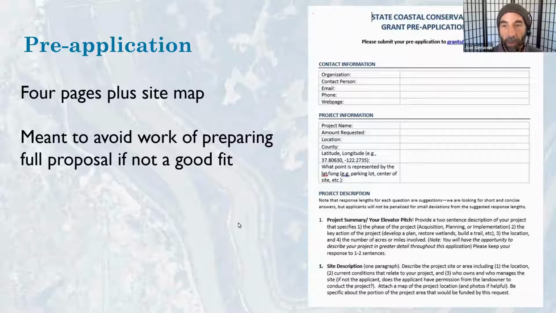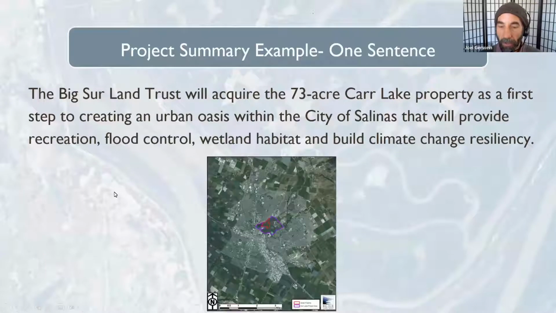So I'm going to start by talking about the project summary. That's our first question here, your elevator pitch. And my top tip for you for that is that you want to be specific about what you're going to do, really be specific about your project. So here is an example of a one-sentence project summary elevator pitch that does a good job of answering who, what, where, and why. And I want to thank the Big Sur Land Trust for letting us use this example.